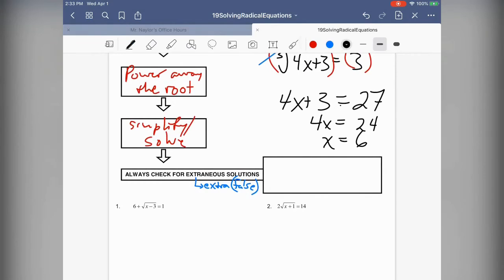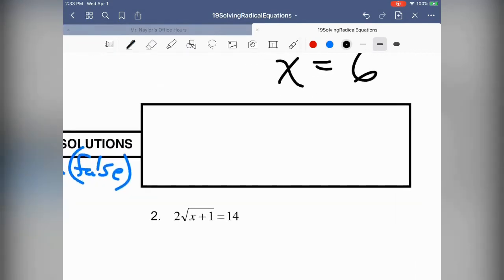Well, you can plug 6 back in. Now, when you plug 6 back in, you'd be plugging it back into the original equation. So maybe it would be helpful here if we start jotting down the original equation. Now I'm going to plug 6 in. There, I plugged it in for x. And we're trying to see if this equals 15.